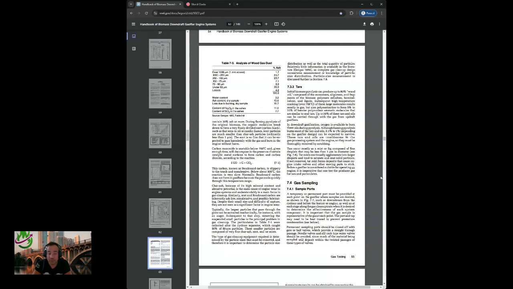Tars occur mostly as a mist or fog composed of fine droplets that may be less than 1 nanometer in diameter. Tar mists continually agglomerate into larger droplets and tend to saturate and coat solid particles. If not removed, tar mist forms deposits that can cause engine intake valves and other moving parts to stick. Before a gasifier is considered suitable for operating an engine, it is imperative that one tests the producer gas for tars and particulates.